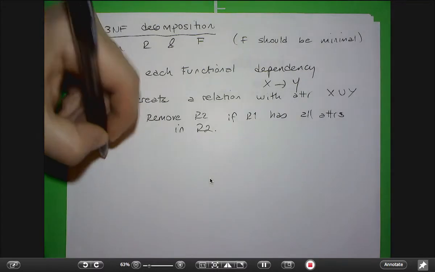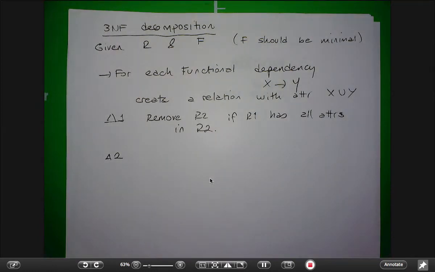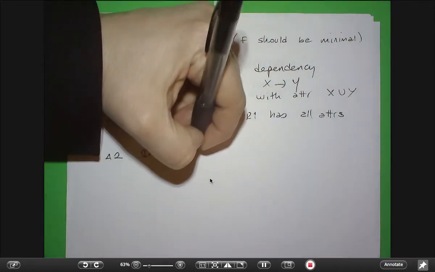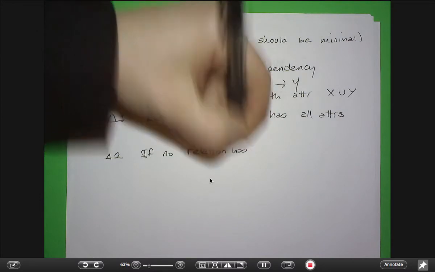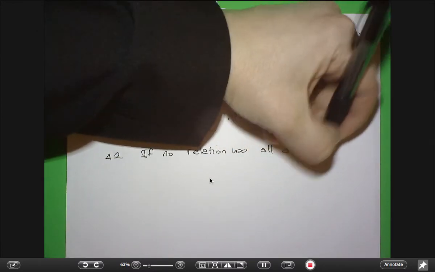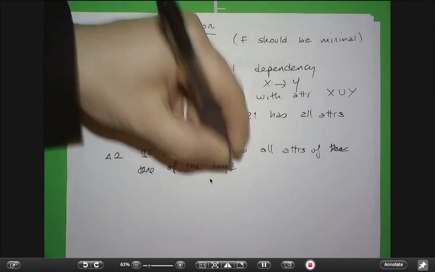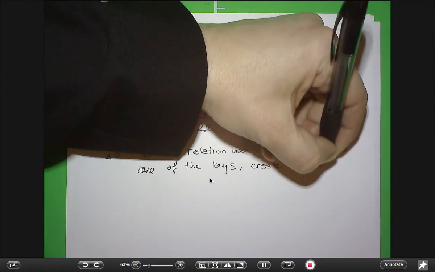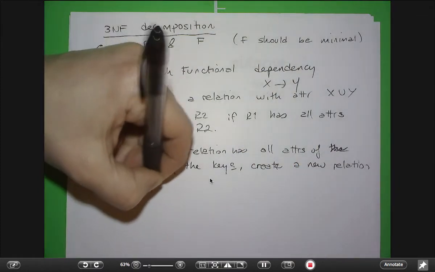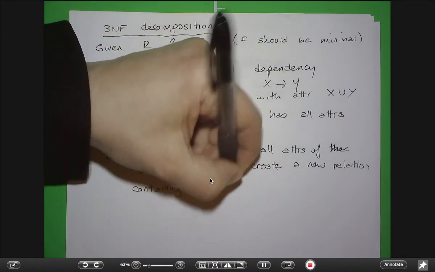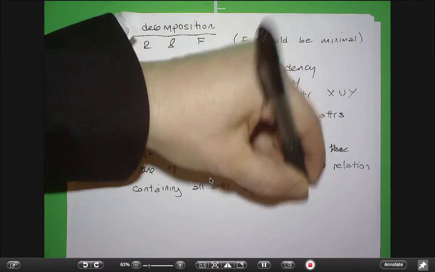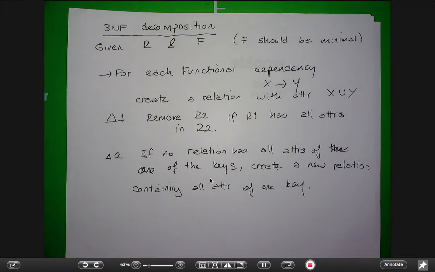The second rule is more important. If no relation has all attributes of one of the keys, create a new relation containing all attributes of one key. Okay? Those look very easy, right? All right, so let's see. As promised, no reasoning required for this one. So let's try and see.